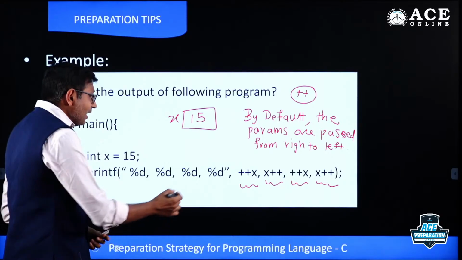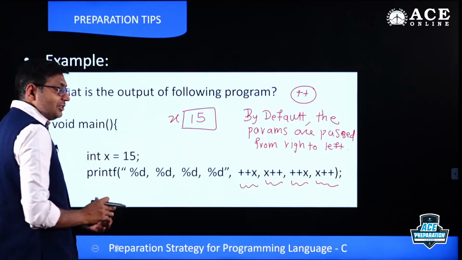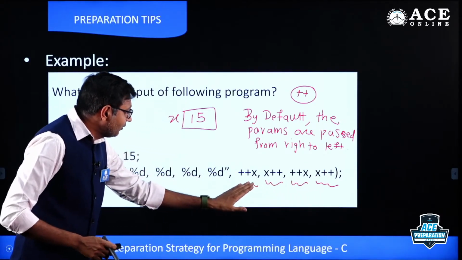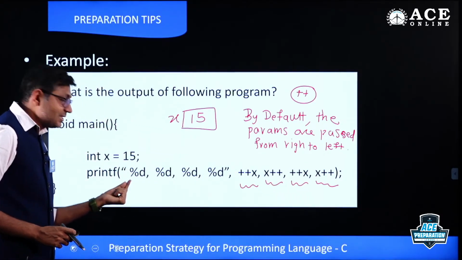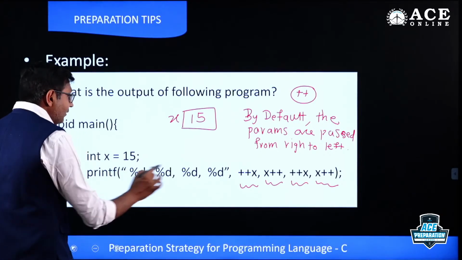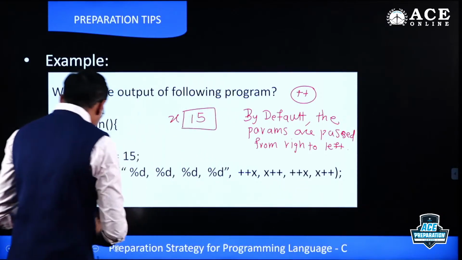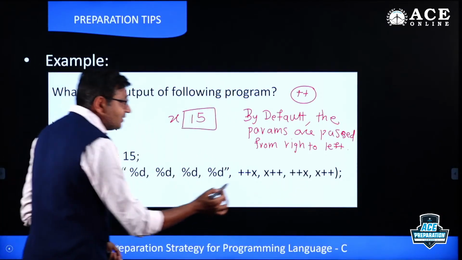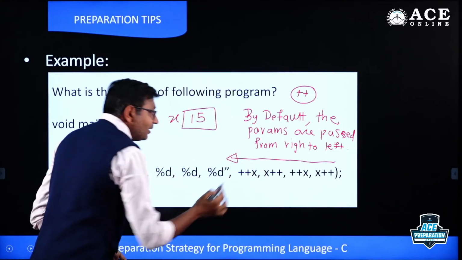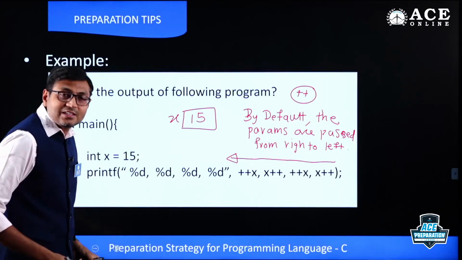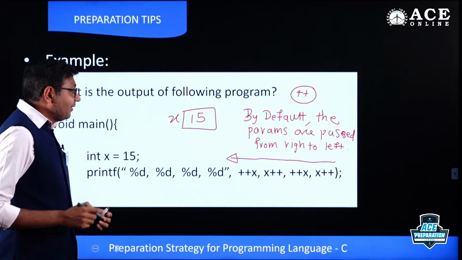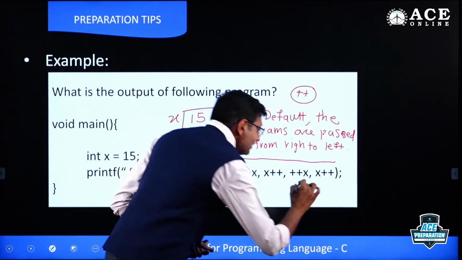What it means that out of these 5 parameters, you see there are 5 parameters to the printf, 1, 2, 3, 4, and the 5th parameter is the string. Alright, so out of these 5 parameters, first this parameter is passed, then this is passed. So in this direction, the parameters are passed as the argument values. That's why first we are going to evaluate this expression.